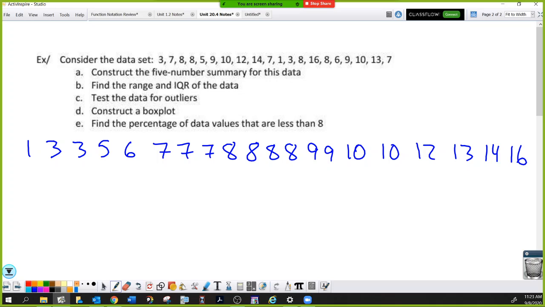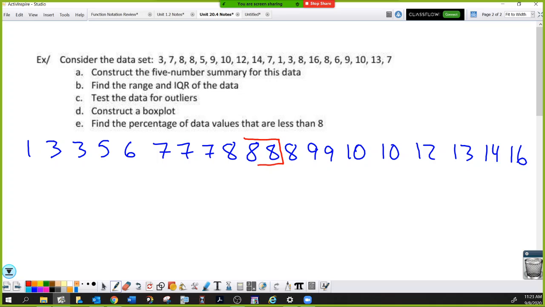So part A says to construct the 5-digit summary. That means we need to know our median, and then after our median, we'll work on Q1 and Q3. So let's see, how many digits are there? 1, 2, 3, 4, 5, 6, 7, 8, 9, 10, 11, 12, 13, 14, 15, 16, 17, 18, 19, 20 digits. Since there's an even number, our median would be 20 plus 1 divided by 2, or the 10.5th term. So that's going to be the average of the 10th and 11th term.